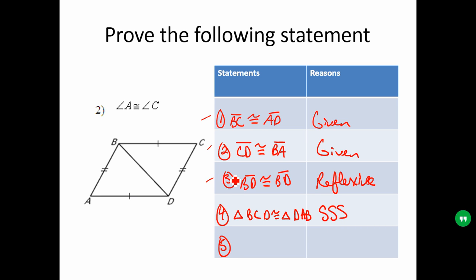And now, because we have corresponding parts, we can state that angle A is congruent to angle C, and that is because of corresponding parts of congruent triangles are congruent.